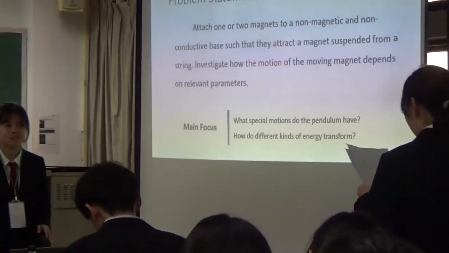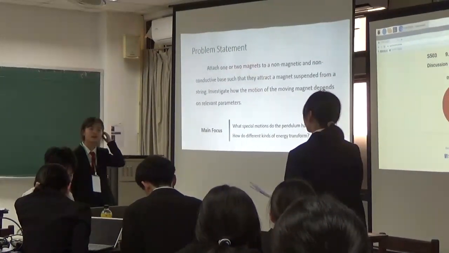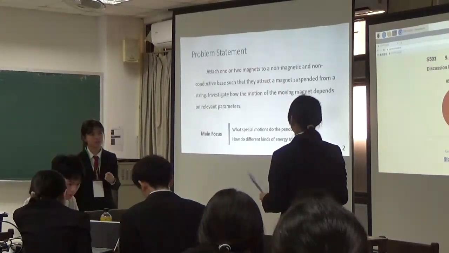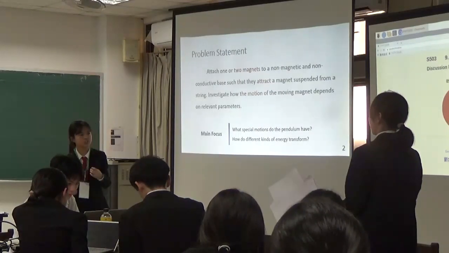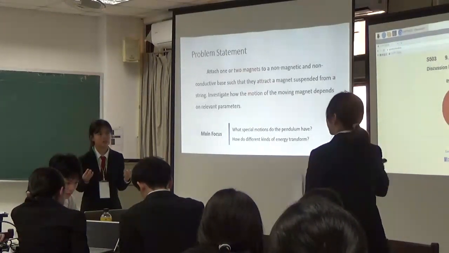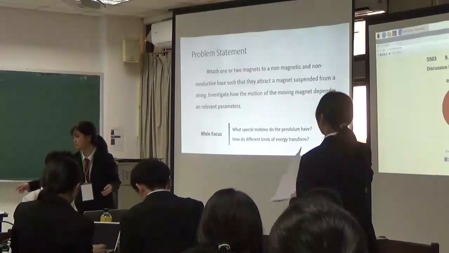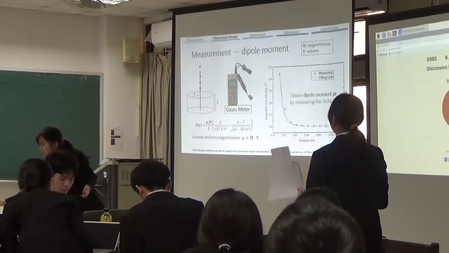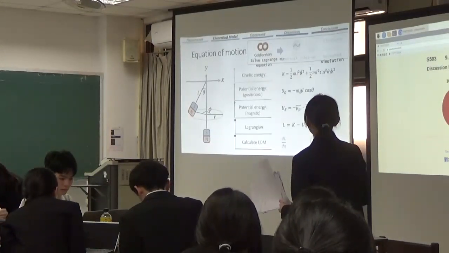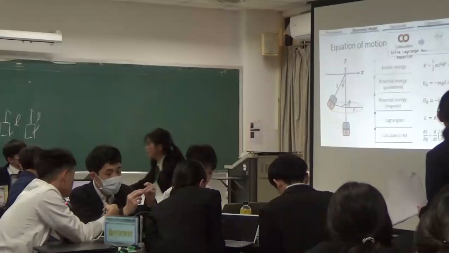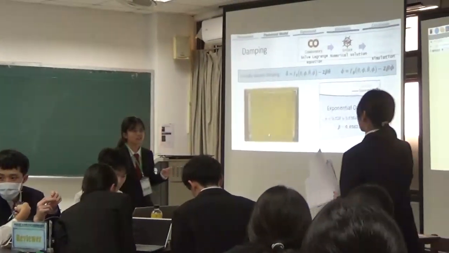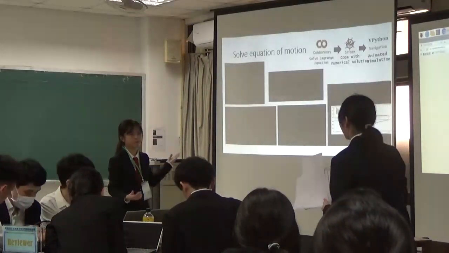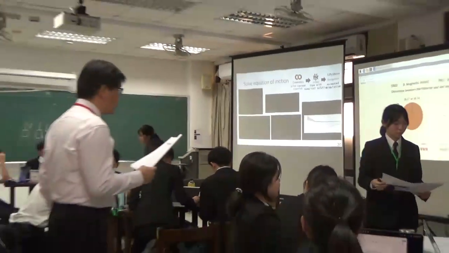Oh, okay. Fine. So the problem statement mentioned one or two magnets. Yes, one or two. But did you do two magnets in the base? Could you please show me the data, if you did? Two magnets. No, as we mentioned before... Okay, sorry. I want to summarize the discussion for 1 minute.